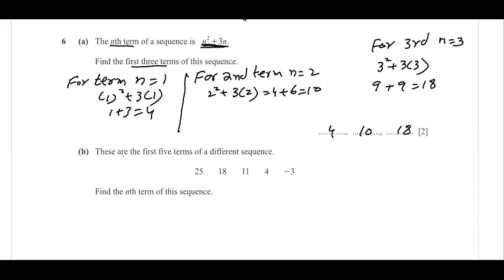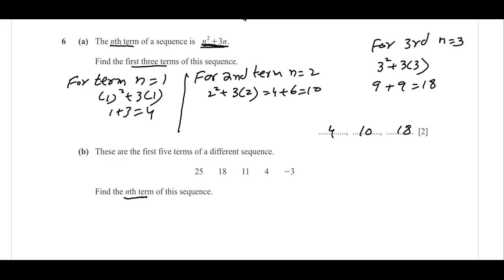Now next is, there are the first 5 terms of a different sequence. Find the nth term of the sequence. Now to find the nth term of the sequence, what we need to do? We need to first identify the sequence. The sequence can be arithmetic, it can be quadratic, cubic, or geometric.